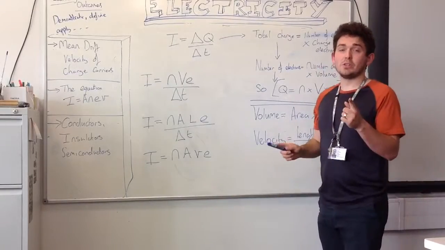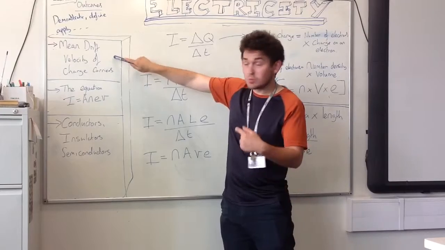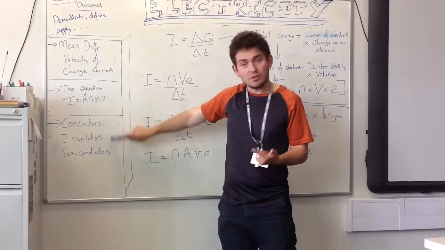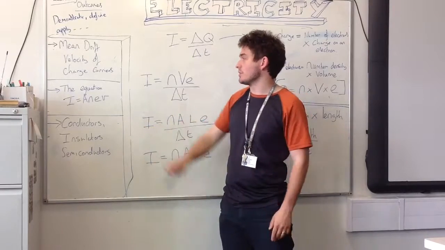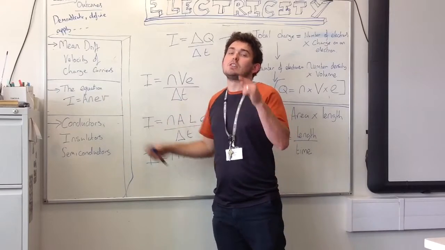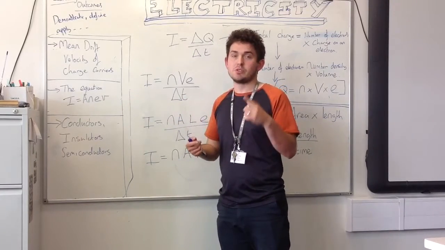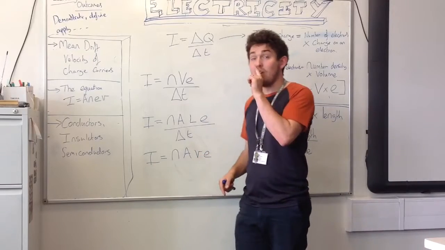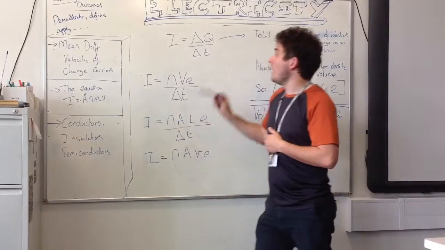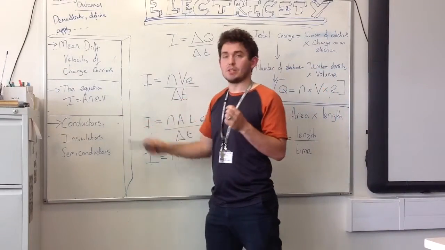Now, we're going to look again at our aims for a second. We have discussed what is meant by the mean drift velocity, and we've looked at the difference between conductors, insulators and semiconductors. Now we need to think about this equation, I equals ANEV. You're going to have to pay a lot of attention here and maybe pause the video and take notes, because I'm going to be going through how we derive the equation I equals ANEV, where I is the current. This is an equation to represent current.